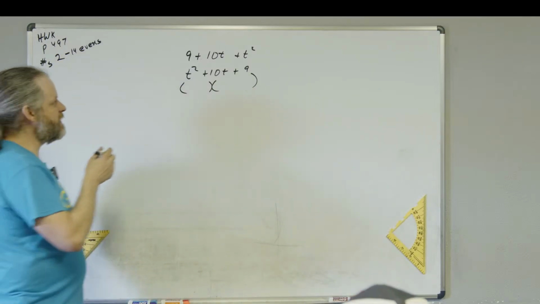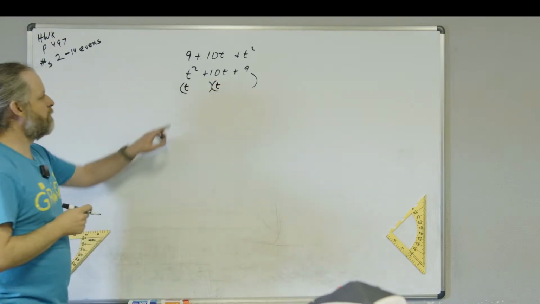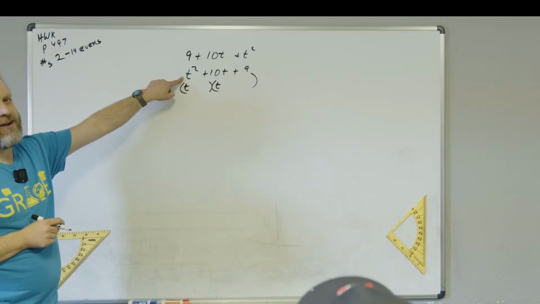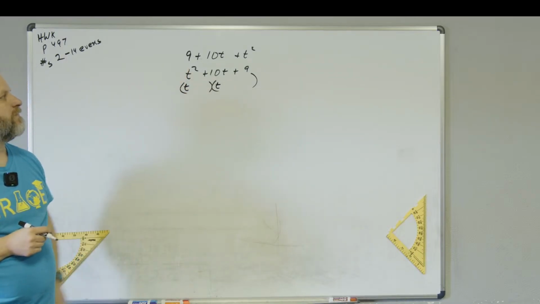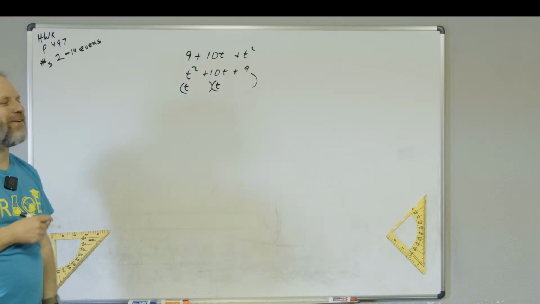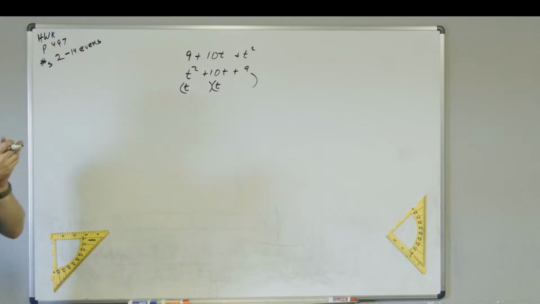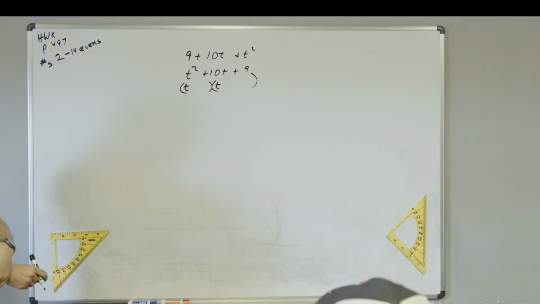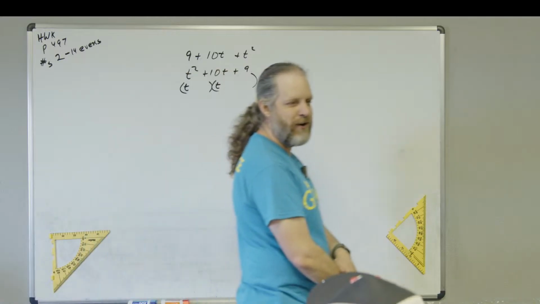What goes in the first slot? T and t. Why is it t and t? Because t times t is t squared, right? What 2 things multiply to get that one? T and t. Right, yes. That was not a question that time, that was a statement. I know it seems very similar. Great. Now what? Factor 9. Factors of 9. Great. What are they? 3 and 3, 9 and 1.